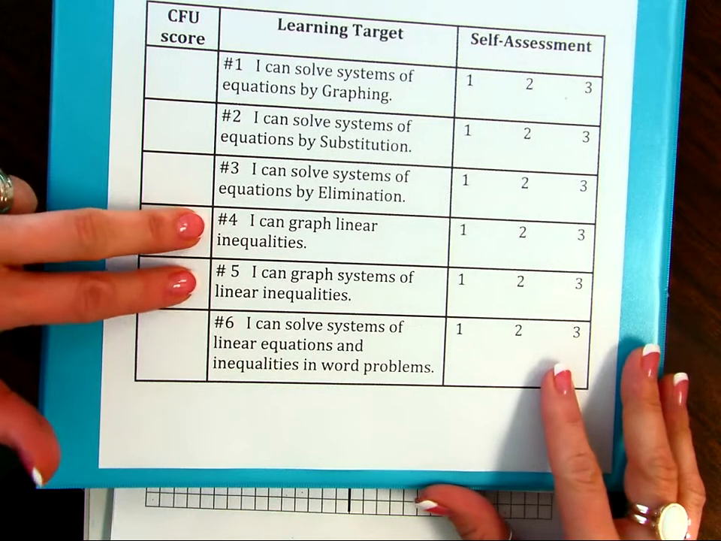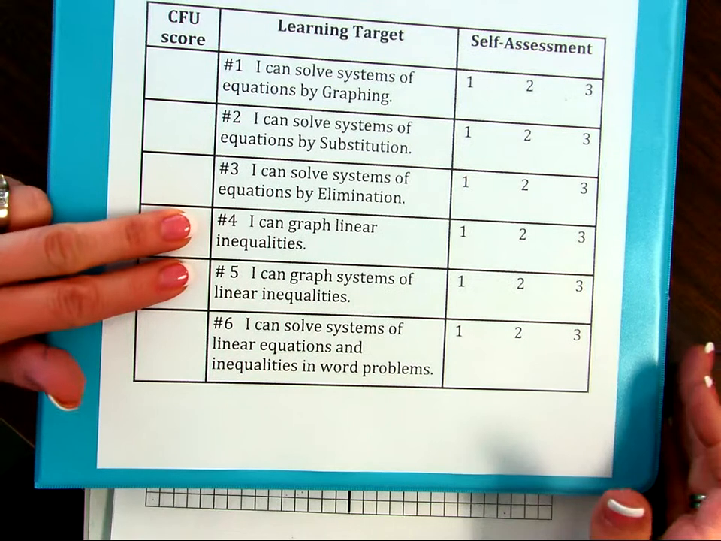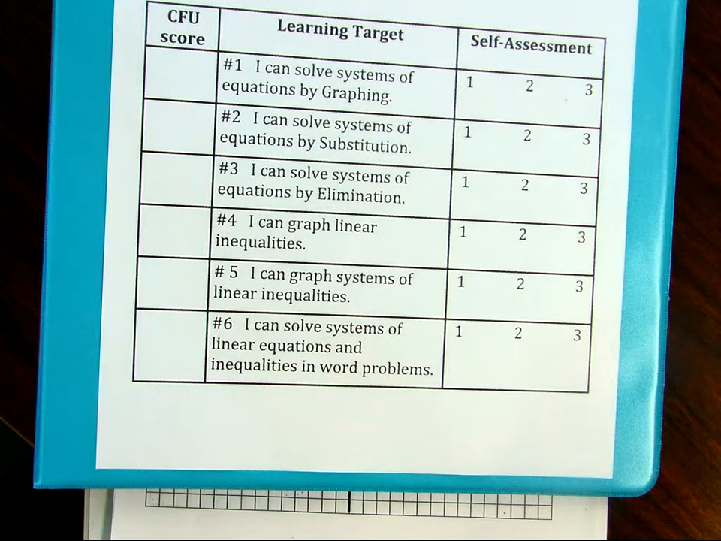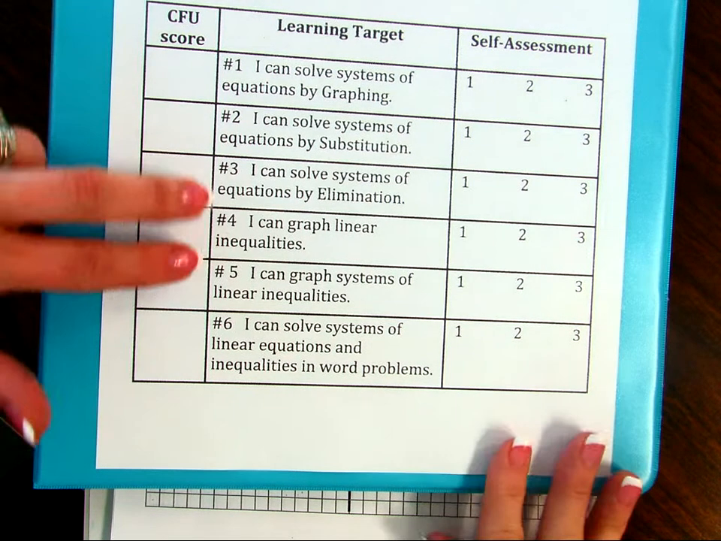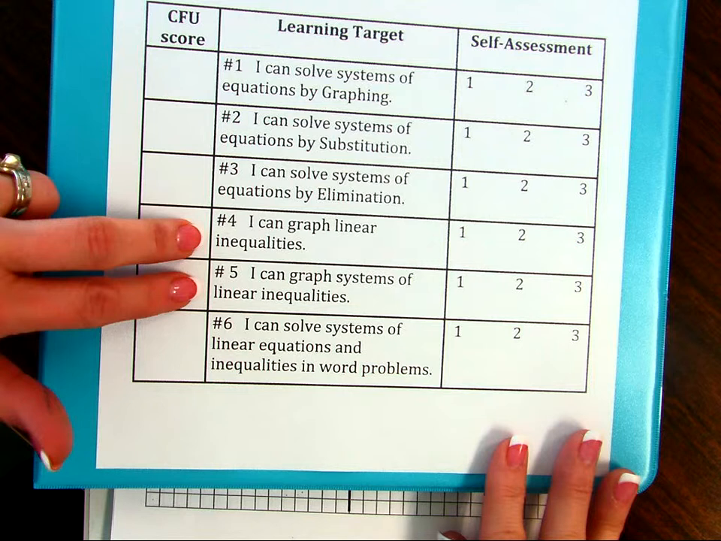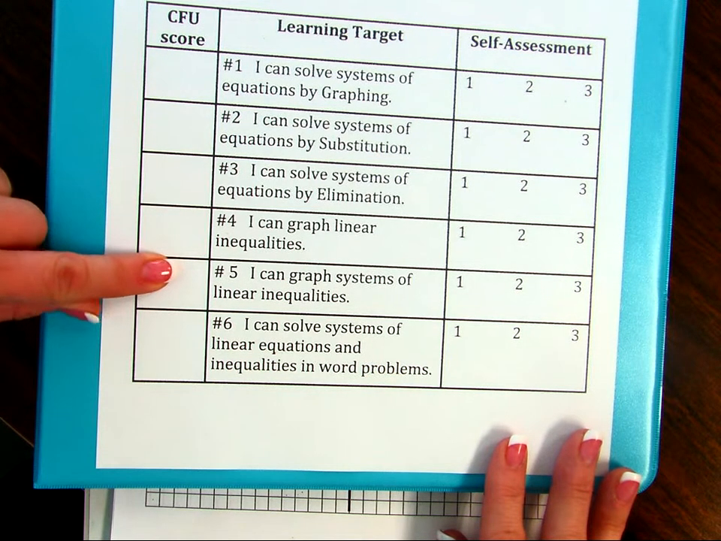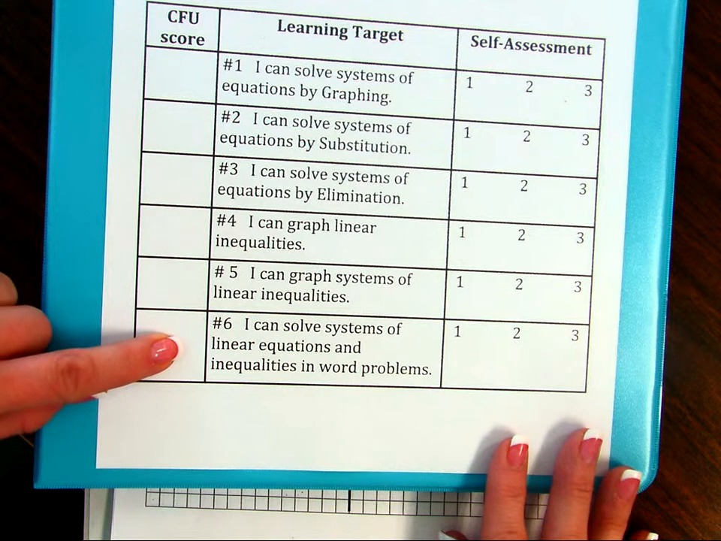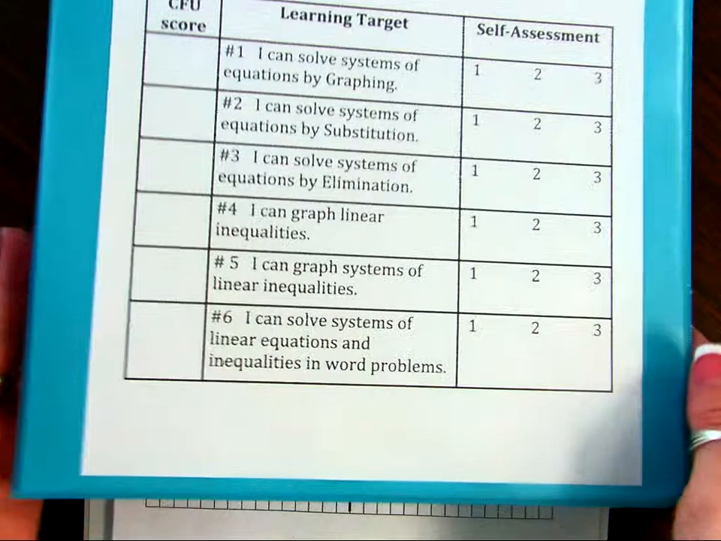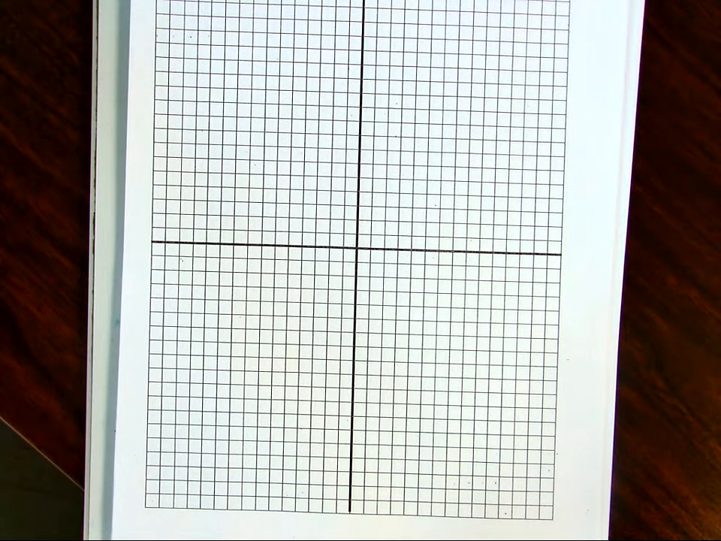Then this next check for what's that? No, those were 3 separate ones, yeah. So then this is going to be our next check for understanding 4 and 5, and then this. So we're going to graph linear inequalities today, systems of inequalities on Monday, and then we're going to spend a good amount of time on those word problems. And then that's it for Unit 5. So let's start learning Target 4 right now.